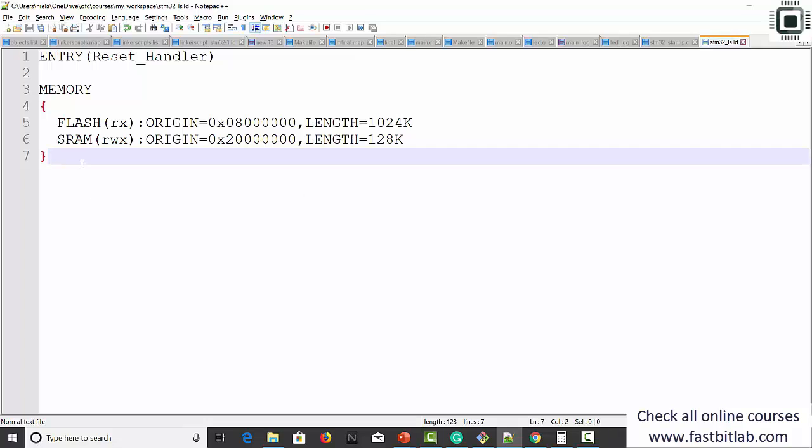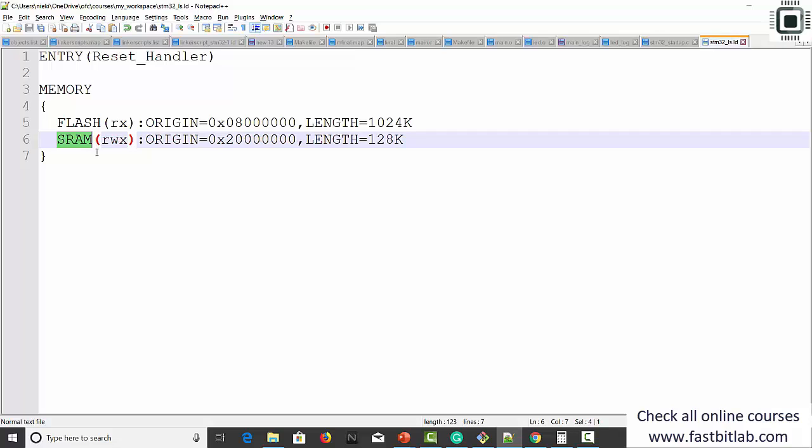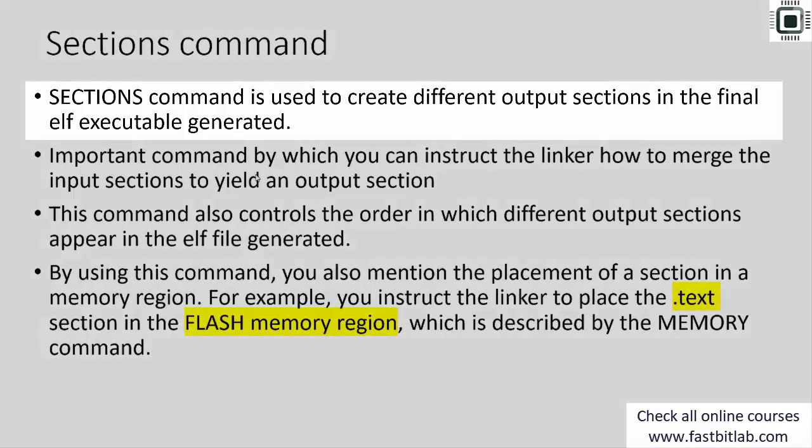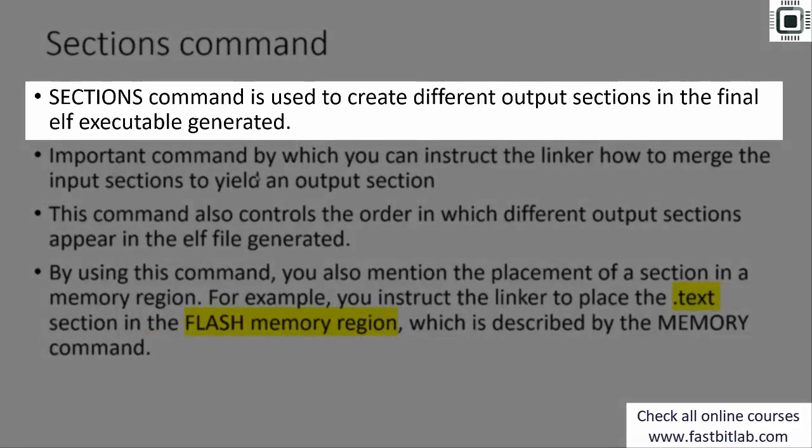This is our memory command which explains two memory regions. One is code memory, that is this one, and another one is data memory, which is SRAM. So let's explore the sections command. The sections command is used to create different output sections in the final ELF generated.